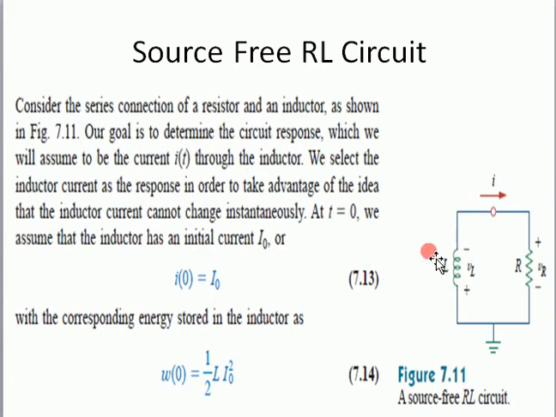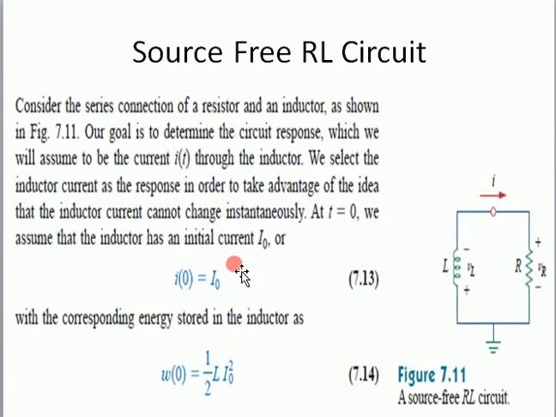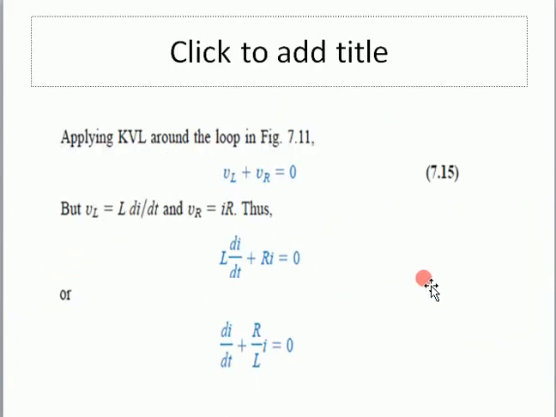When we apply KVL to this series circuit, the voltages add up: total voltage is VL plus VR, so VL plus VR is equal to 0. The value of VL is L di over dt, and VR is equal to iR. Putting these values in, we get L di over dt plus Ri equal to 0, or rearranging, di over dt plus R over L i equal to 0.